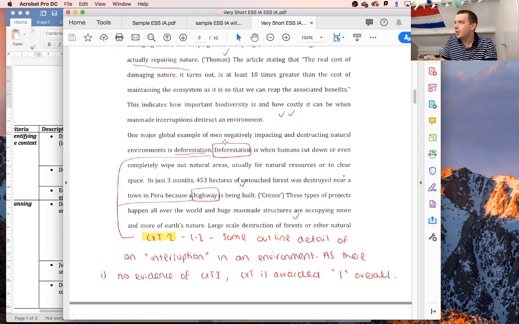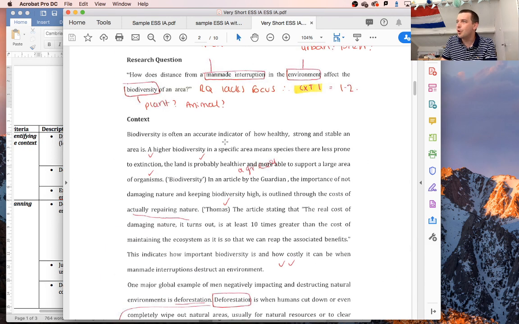And we have a huge number of crimes in here. How does the distance from a man-made interruption in the environment affect the biodiversity of an area? Well, my lord. Is that an oil platform in the sea? Is that a school building in the middle of a meadow? Is that a road going through a forest? Is that a train line going through a desert? Who knows? Okay? Is it plant diversity? Is it animal diversity? Man-made interruption?